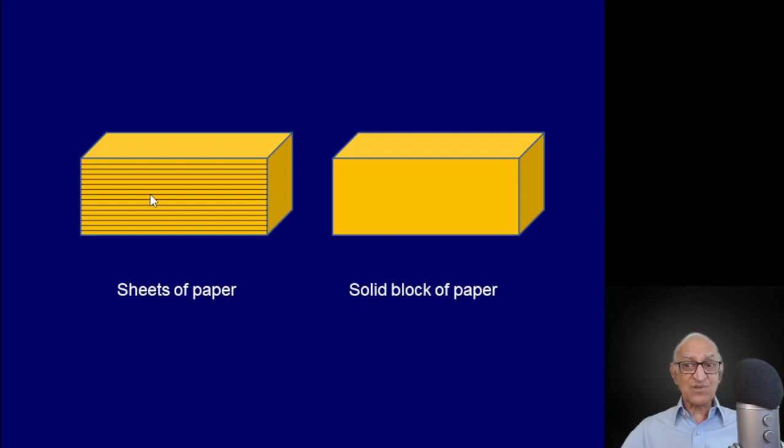Now, I don't have to slice this block of paper in this direction. Like a bread which has not been sliced by my bakery, I can bring it home and slice the block this way, or I can slice the block anywhere that I like. So different observers have a right to slice this solid block of paper in any manner they like.